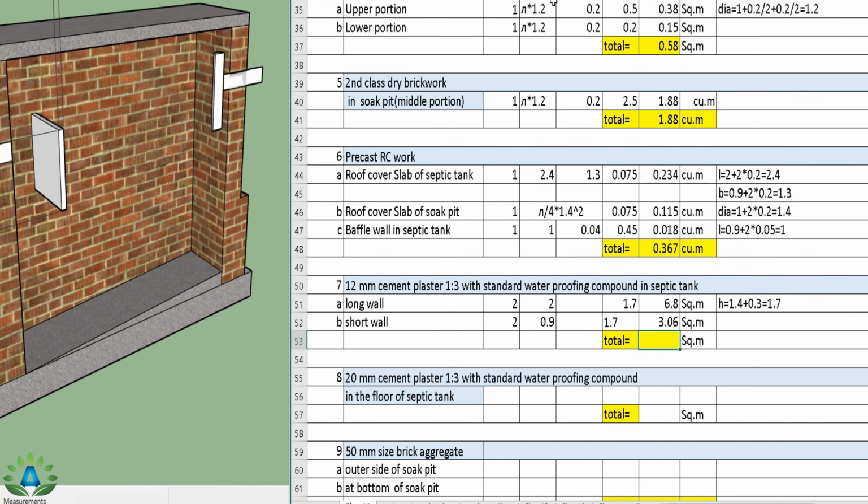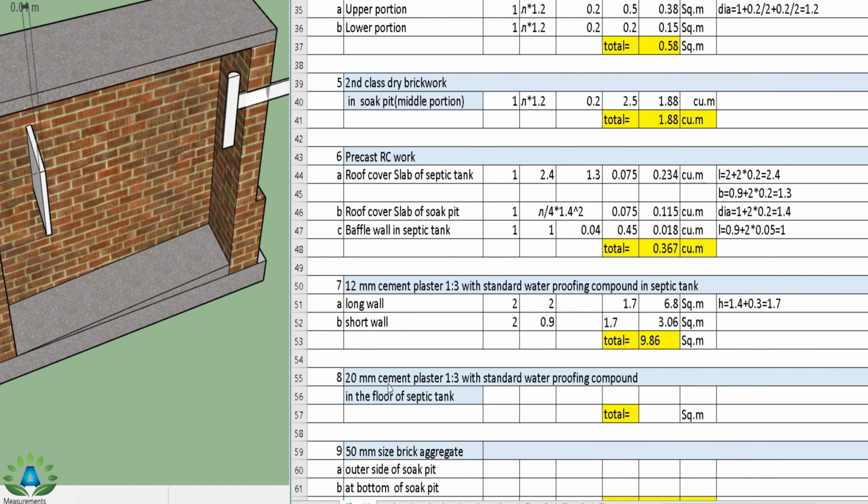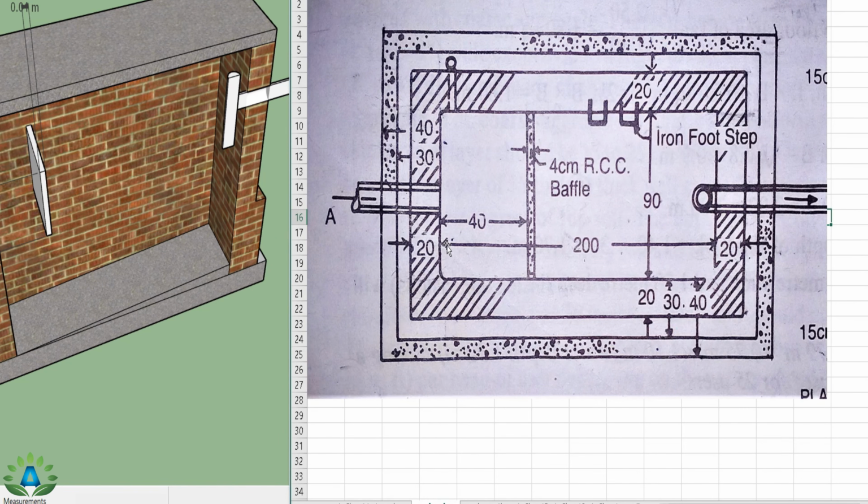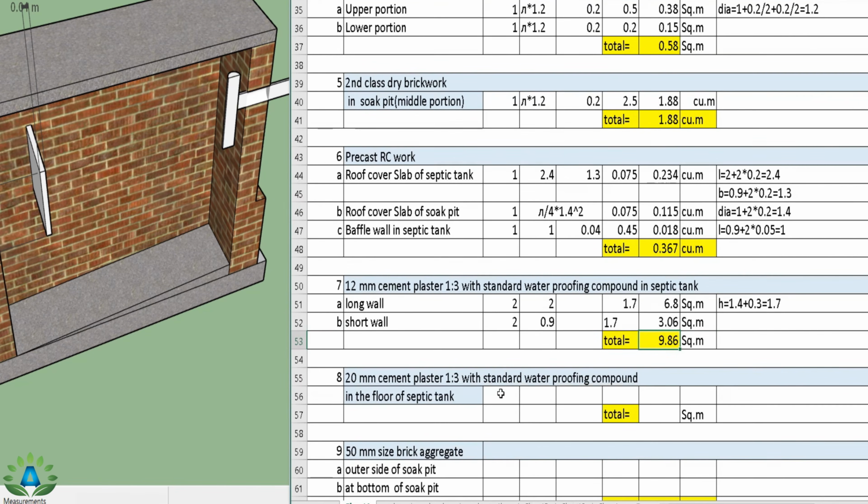Now we are going to do this cement plaster in this floor. That means we can simply multiply this 200 into 90. That means this floor portion. So the number equals to 1, and the length is 2, width is 0.9, so we don't consider its height, and the total quantity is 1.8 meters square.